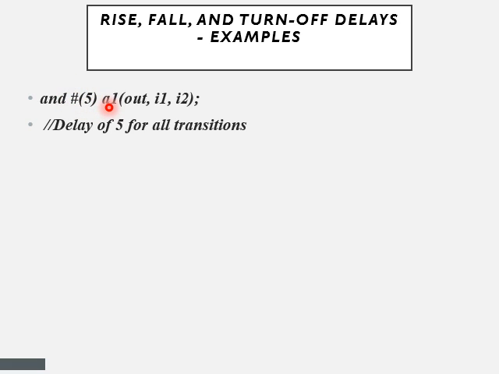A1 is the instance label as usual, and as we know for primitive gates, the first terminal should always be the output, followed by the inputs. So here we have out, I1, I2. This is an instantiation of a two input AND gate. Since only one delay is specified, for all the three types, that is rise, fall as well as turn off, this 5 is taken as the delay.